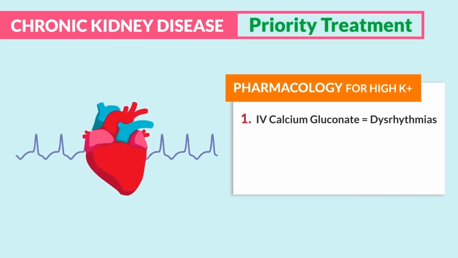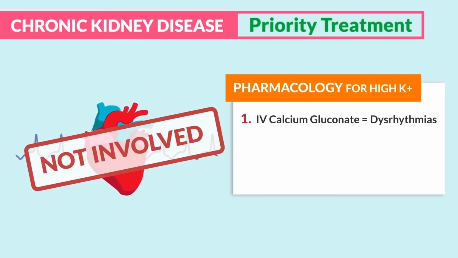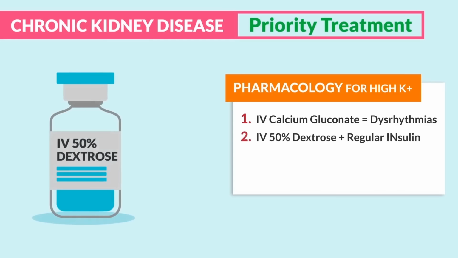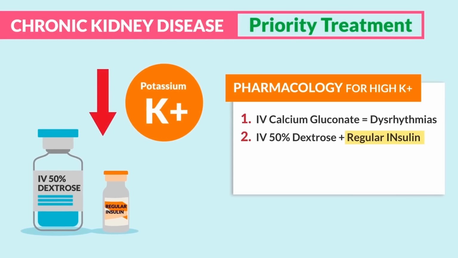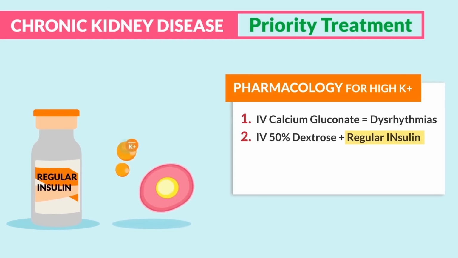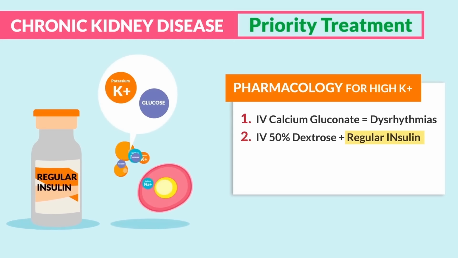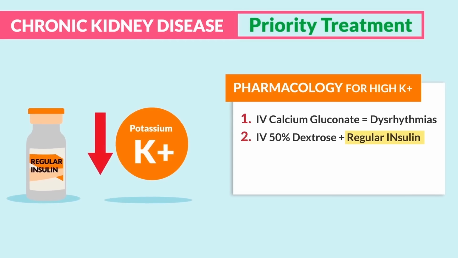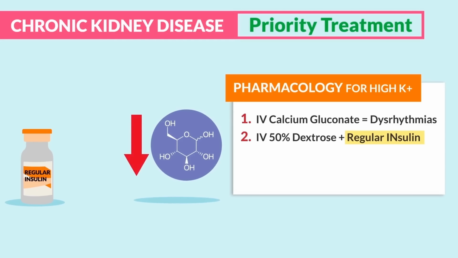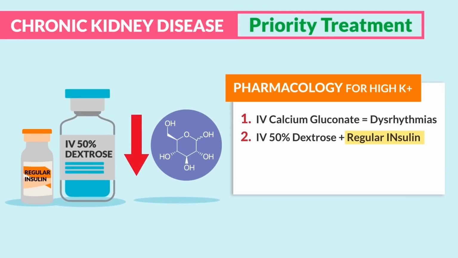Now, if the key term of dysrhythmias is not involved in the question, then we progress to number 2, which is IV 50% dextrose and regular insulin. This helps to lower the potassium. So just think, insulin puts sugar and potassium into the cell, out of the blood and into the cell, which lowers blood serum potassium. Most effective way to lower blood potassium very quickly. But insulin also lowers blood glucose too, basically that blood sugar. So that's why we also give dextrose to help prevent that low blood sugar, that hypoglycemia.